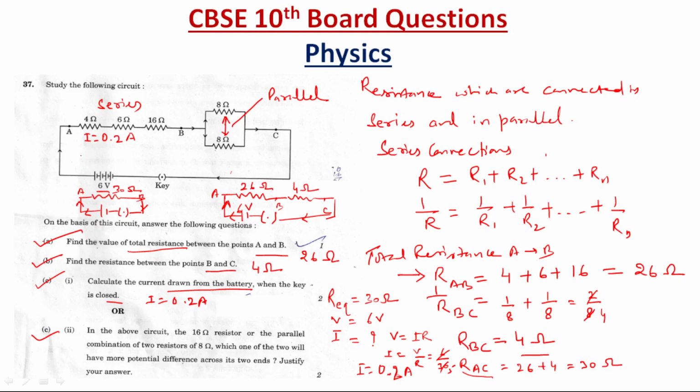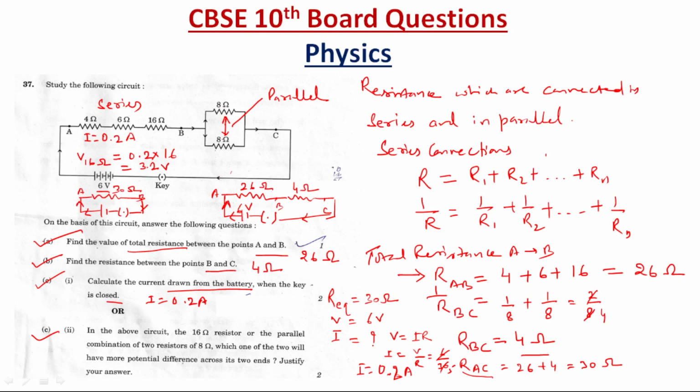So V across the 16 ohm resistor will be equal to IR, that is 0.2 into 16 ohm. Sorry, it is not 8 volts. 0.2 into 16, so it will be 3.2 volt. 3.2 volt will be the potential difference across the 16 ohm.